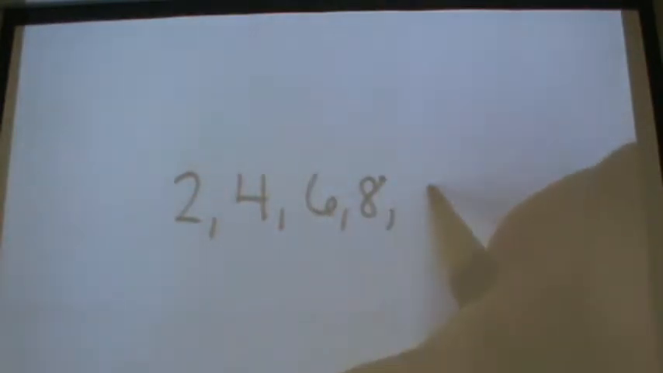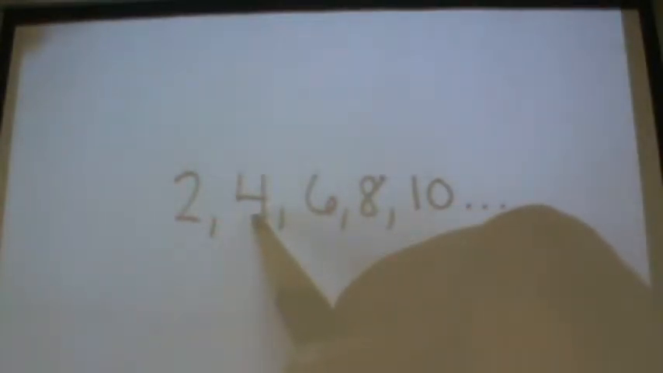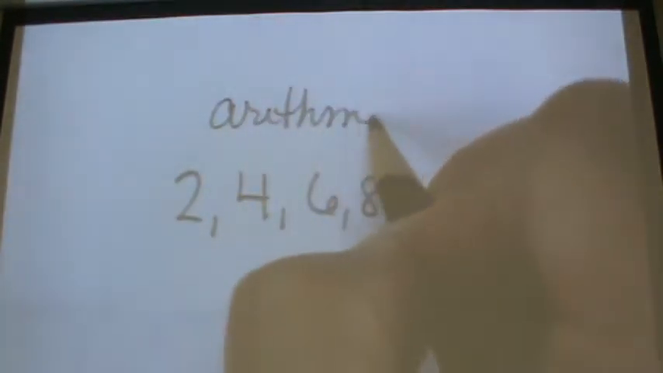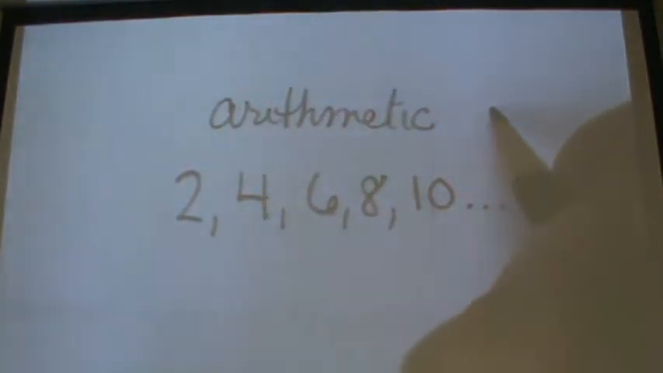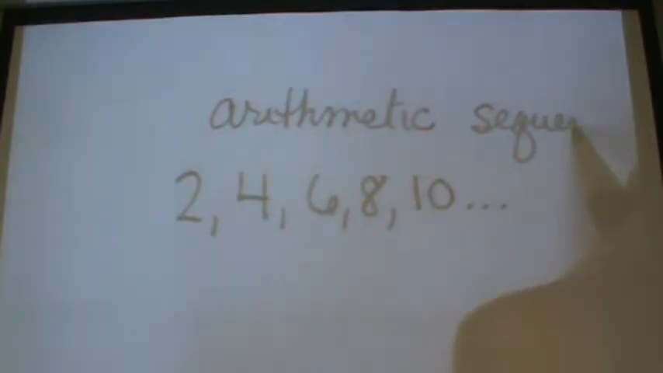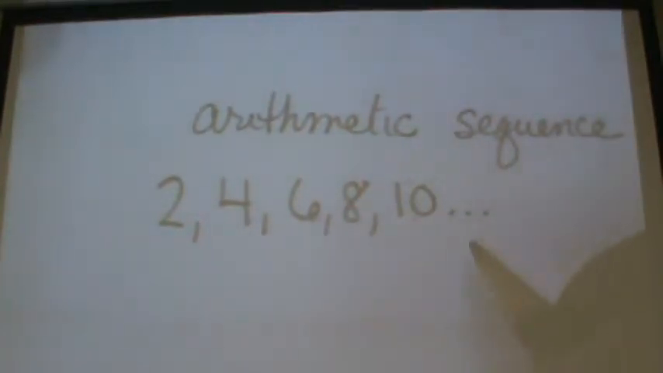If I gave you this sequence, what is the sequence called? How do you go from 2 to 4 to 6 to 8 to 10? What are you doing? Add 2. You're adding 2. This is an arithmetic sequence. Just watch these notes for a second. And this is actually going to infinity right now.